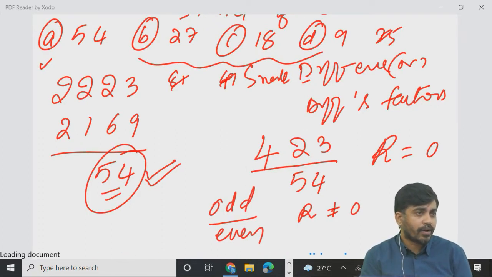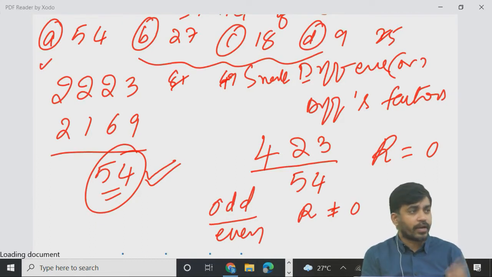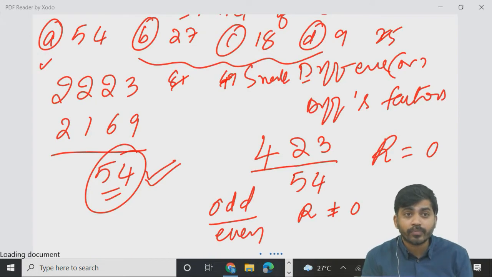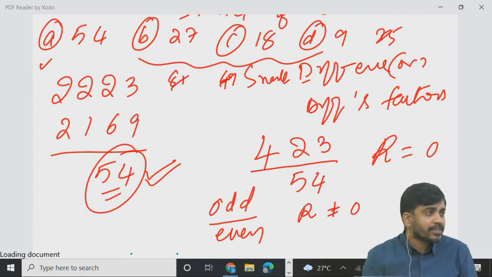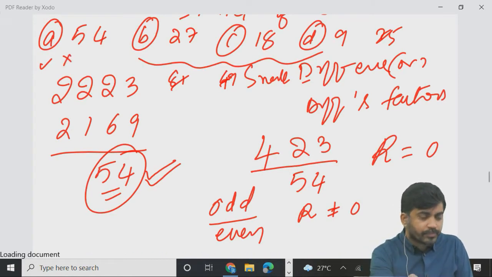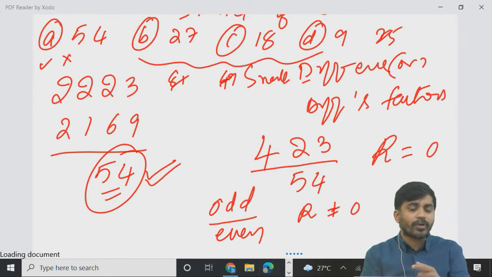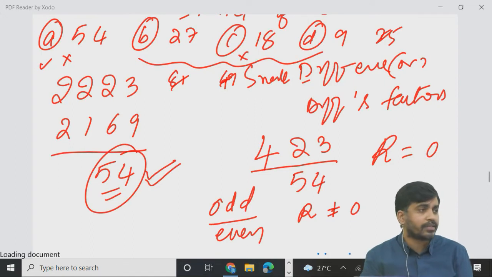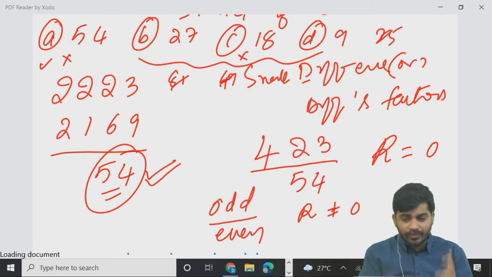Whenever any even number divides an odd number, you will never get remainder equal to 0. Simple logic. It means from the options you can eliminate all the even numbers. 54 is even, remove this. What about 18? Even. Option C also eliminated. Now we are left with only 27 and 9.